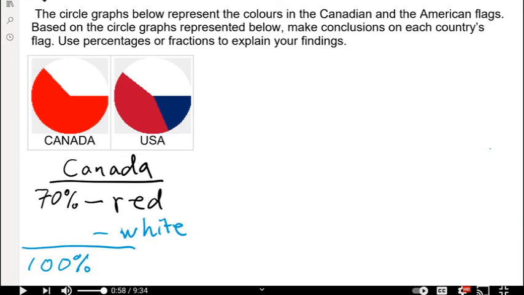Anyone? Anyone? Let's see. 2/3. Very good. That's good. Maya thinks it's 75. All right, that's not bad. Okay, 30. Yep, great work. So we have 30%. Now let's talk about the American flag.